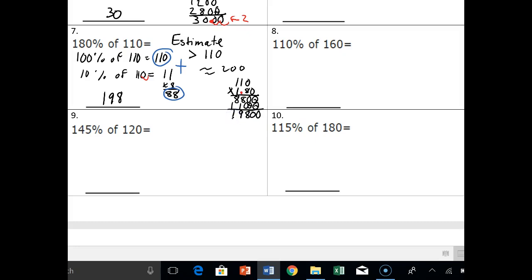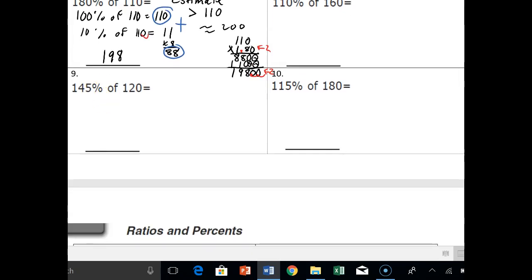Again, my answer can't be 19,800. I said my answer is going to be greater than 110, but about 200. I have two decimals, so once, twice, boom, I got 198, just like when I did the mental math. All right. Let's look at number 9.